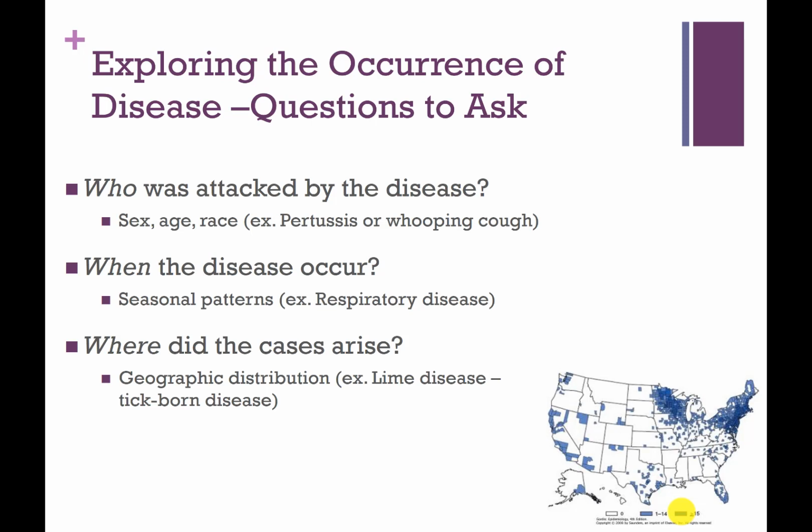The very first question is, who was attacked? The characteristics of the human host are clearly related to the disease: age, sex, race are all factors to consider. The second question is, when did the disease occur? Some diseases have a certain pattern and appear seasonally. For example, diarrheal diseases are more common during the summer months and respiratory diseases during the winter. The third question to ask is, where did the cases arise? Disease is not randomly distributed, thus knowing the location of the outbreak helps us identify the risk factors involved.